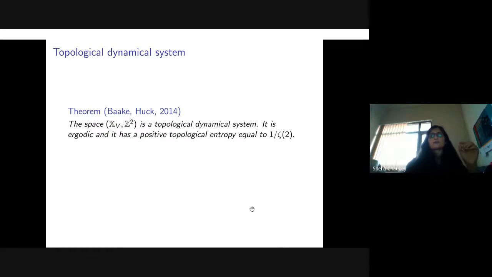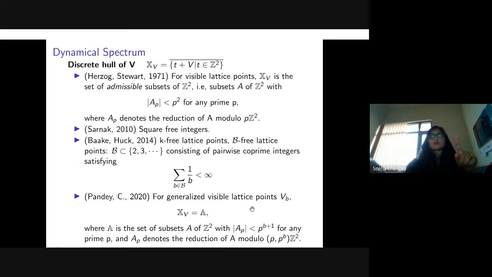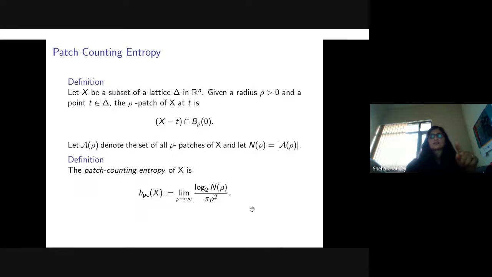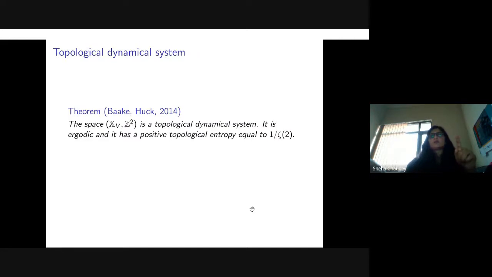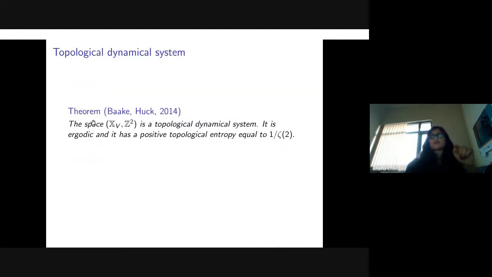Now coming back to the interesting theorem here. We have defined two concepts: one is the discrete hull, and the other is the patch counting entropy, which is nothing but the topological entropy. Baake and Huck in 2014 showed that this discrete hull space is a topological dynamical system, and they were able to show that it is ergodic, and the topological entropy is equal to 1 over zeta 2, where V is the set of visible lattice points.